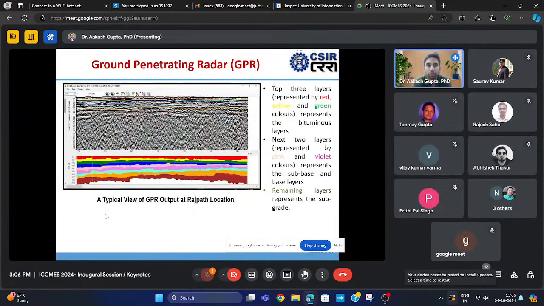Here is one of the typical views of GPR output at Rajpath. The top 3 layers, represented by red, yellow, and green, represent the bituminous layer. The next 2 layers, represented by pink and violet color, represent the subbase and base layer, and the remaining layers represent the subgrade.